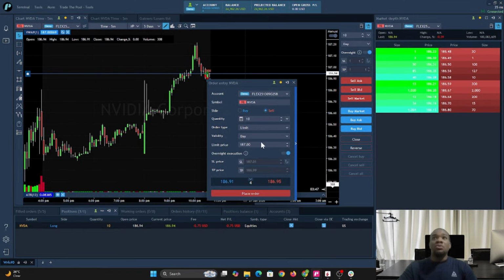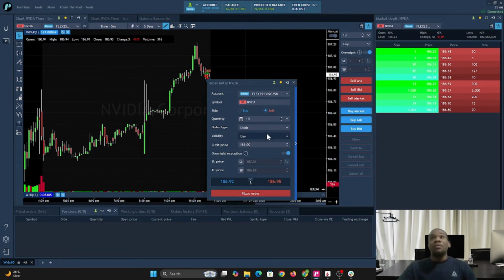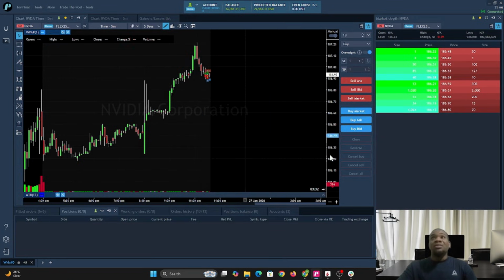And if we want to close, we would just follow the same principle here. It's currently trading at 186.94, so I'm just going to put it at 186. Then I'm going to place an order, and there you go. It closed it. So it's pretty simple in the overnight session. It's pretty straightforward. You can only use limit orders.